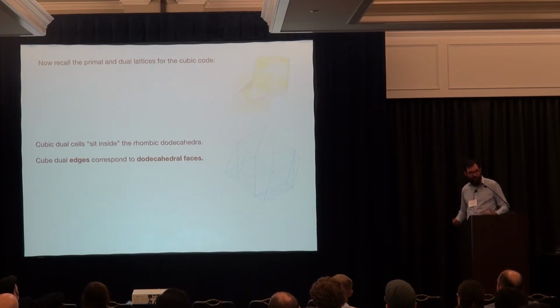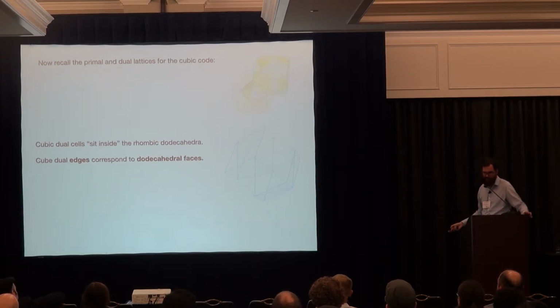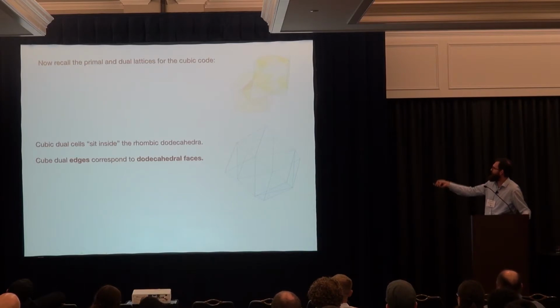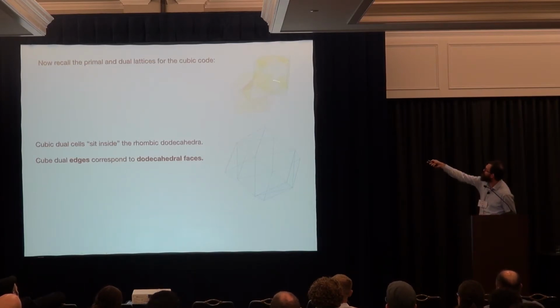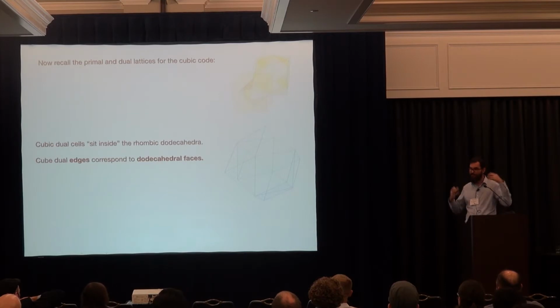So I'm just going to show you one example. Unfortunately, it's really faded out on the picture, but what you should be able to see here is our dodecahedron face. And inside it, I have put, you can't really see it here, but this represents a primal and a dual cell on the cubic code.